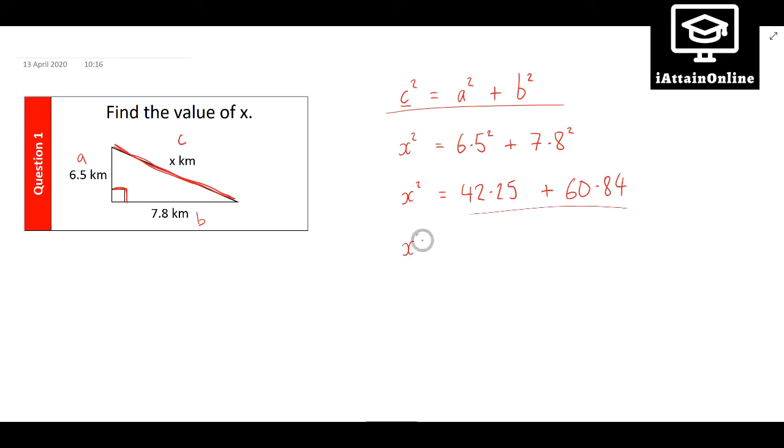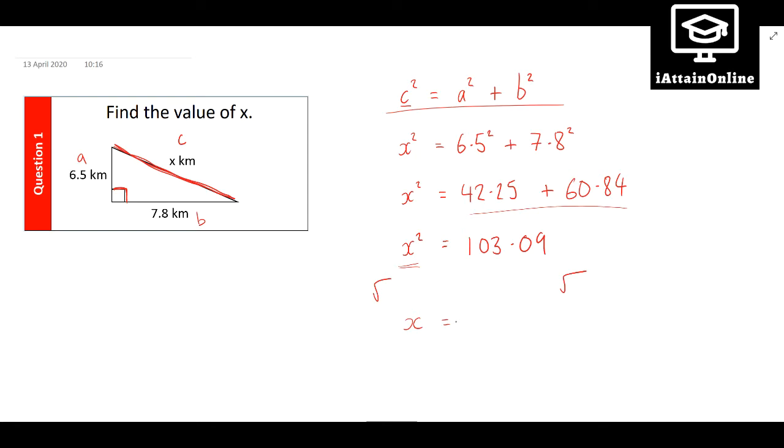Okay, and now we can add these two things together. So I know that x squared is equal to 42.25 add 60.84, which comes out as 103.09. Okay, so as soon as you've done that, we know that x, whatever x is, that's what we're trying to find. If I have squared that number, I get 103.09. So to undo that squaring, we want to do the inverse of squaring a number, which is to square root a number as well. So when I square root x squared, I get x, remembering whatever I do to one side of the equation, I have to do to the other.